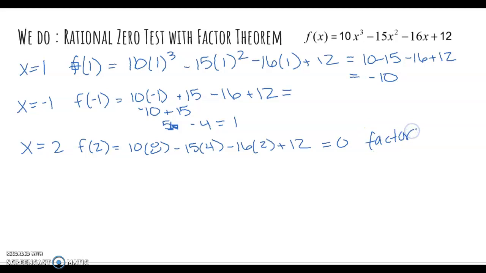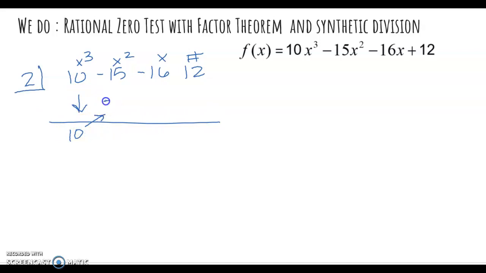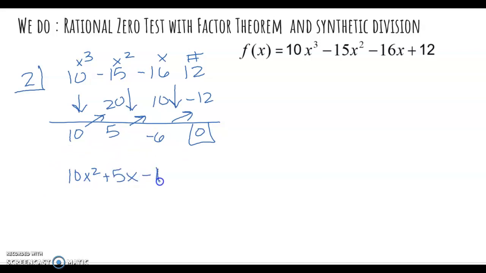And we're going to go on to do synthetic division with x equals 2. So we've got 2 in our box, 10 for my x cubed, -15 for my x squared, -16 for my x, 12 for my number. And bring down our first number, multiply, bring down, multiply, bring down, multiply, bring down. We've got 10x squared plus 5x minus 6. And we're going to simplify this with quadratic formula.